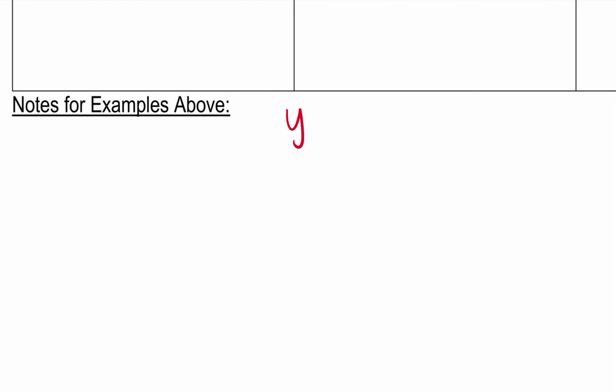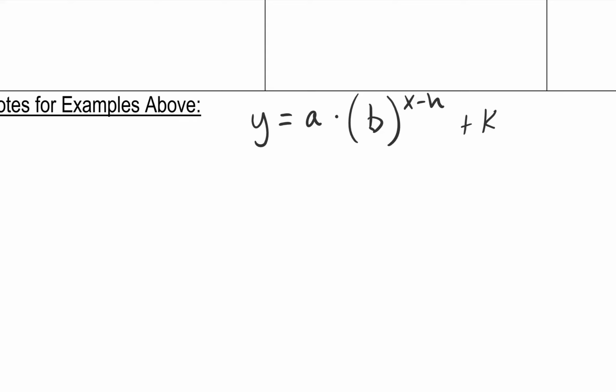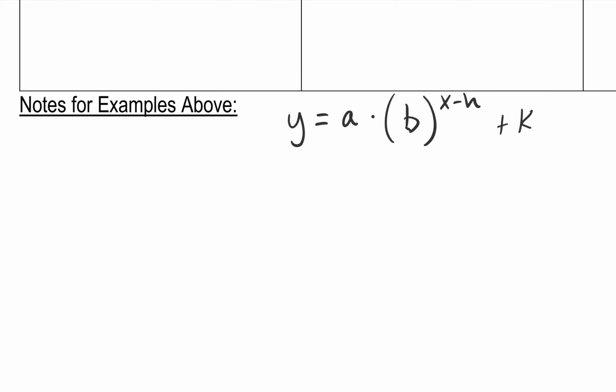So we have y equals a times b to the power x minus h, and then plus k. So we're looking at transformations. I will go ahead and just go over them real quick.